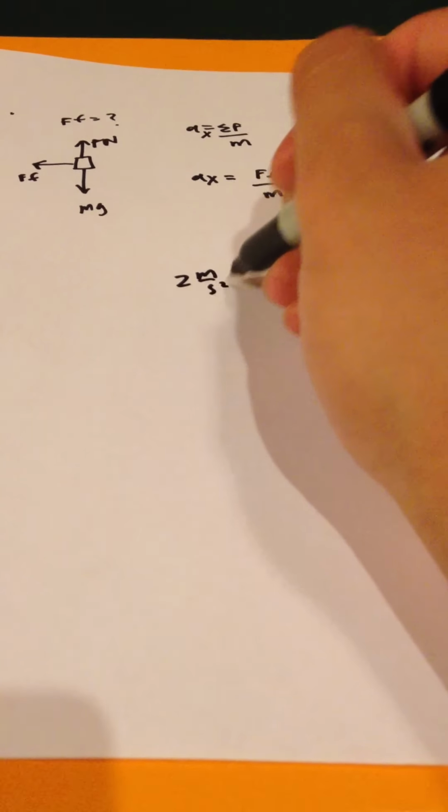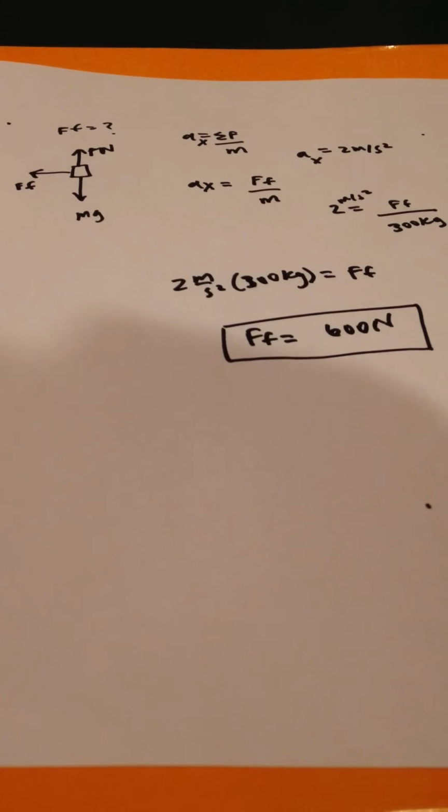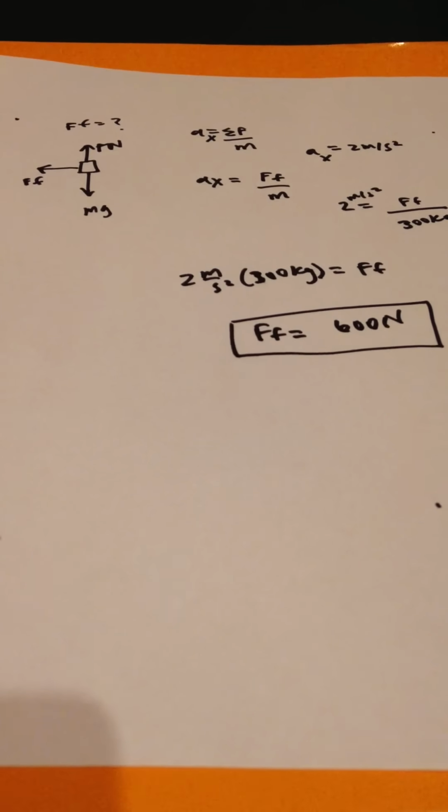If you multiply this all out, we have 2 meters per second squared times 300 kilograms is equal to the frictional force. So the force of friction is equal to 600 newtons. The key to this portion is just to recognize that your only horizontal force is friction, and apply Newton's second law to it.